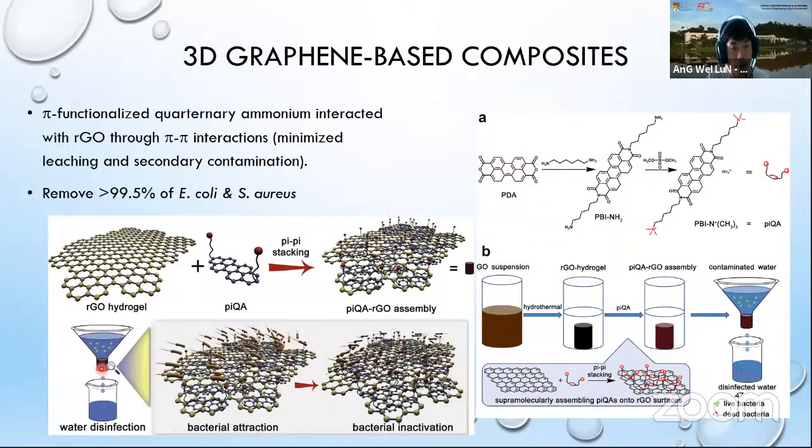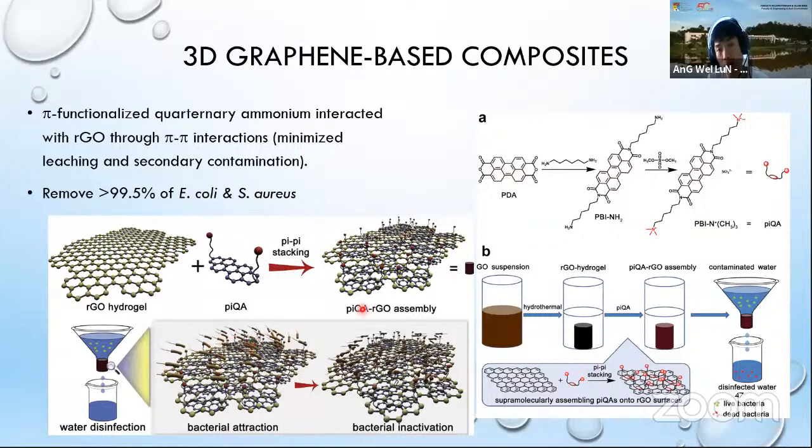Okay, so you see in the study conducted by other people, basically they produced this hydrogel with the graphene oxide and the quaternary ammonium. So they noticed that 99.5% of the E. coli and the S. aureus bacteria has been killed. Okay, so the reason being is that the quaternary ammonium causes the bacteria to die off through electrostatic interaction between the positively charged quaternary ammonium and the negatively charged bacterial cells.